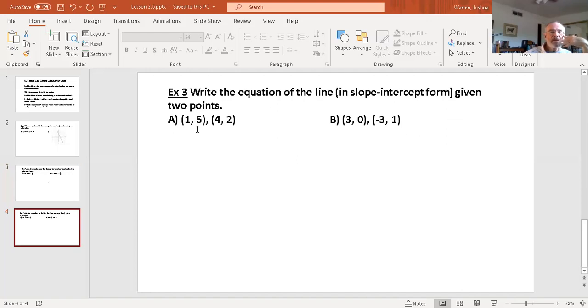So with something like this, what we end up having to do is use the slope formula to figure out what the slope is first. So we're going to find the slope first. I'm just going to write this down. So this is example 3. We're going to write the equation ultimately in slope-intercept form.